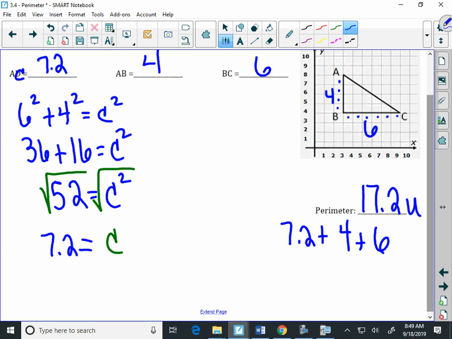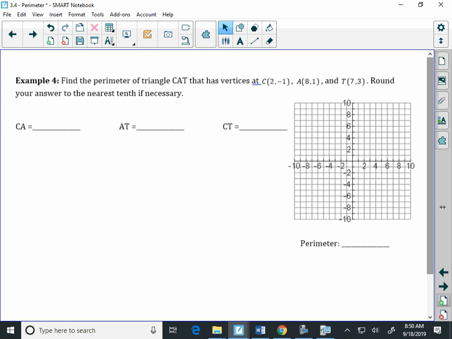And I'm just going to put U for units. So it's really nice when we have a right triangle because we don't have to do a lot of calculations. And the counterpart here is our last example. We have to find all of these distances.